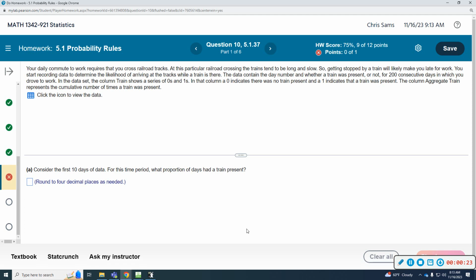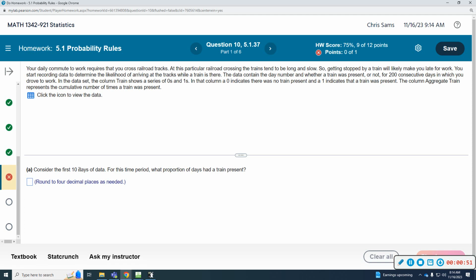The data contain the day number and whether a train was present or not for 200 consecutive days in which you drove to work. In the data set, the column train shows a series of zeros and 1s. In that column, 0 indicates there was no train present and a 1 indicates there was a train present. The column aggregate train represents the cumulative number of times a train was present.